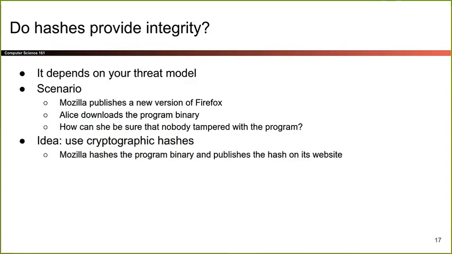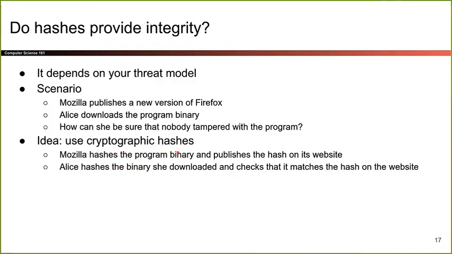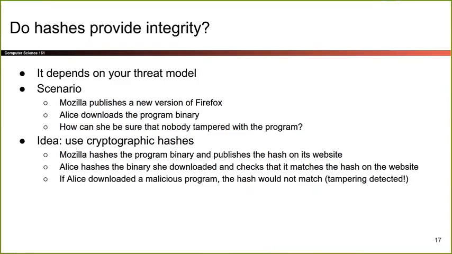Well, she can use hashes, right? So it's kind of the fingerprinting from before. When Mozilla publishes this program, they will hash the program and then publish the hash onto their website. Now, when Alice downloads the large program, she can hash the program and it will output a hash. And she checks that her hash output matches the one that is on Mozilla's website. And if it matches, then she knows that her version is the same as the one Mozilla published. If the hashes don't match, then she knows that the one she downloaded does not match what Mozilla published.